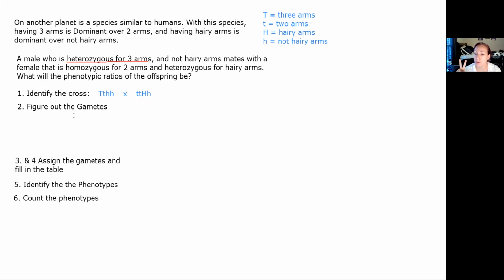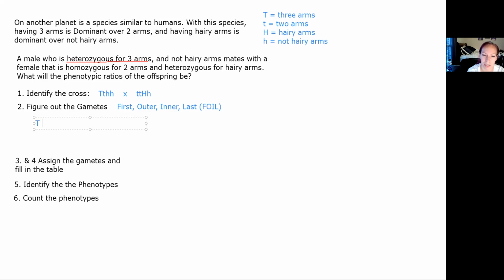Step 2 is to figure out the gametes. I like to do the FOIL method: first, outer, inner, last. We're going to write out the male's genotype, the capital T, lowercase t, lowercase h, lowercase h, and we're going to FOIL that. So I'm going to write that out.